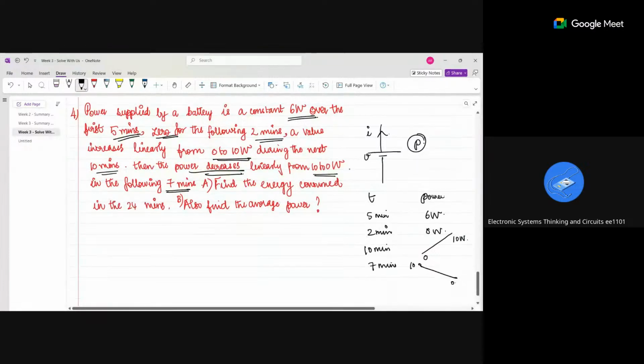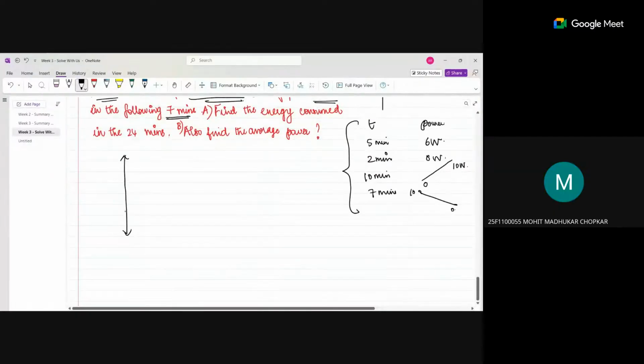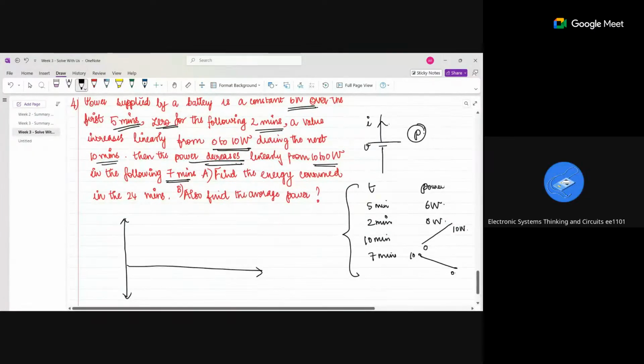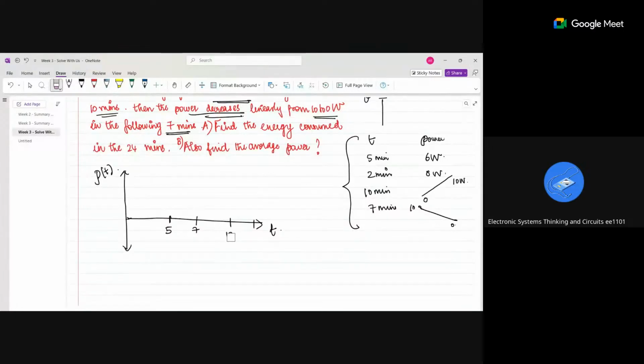Now, with this table I have created, I will draw the graph. I mean 10 minutes and not 7 minutes. Then the power decreases linearly from 10 to 0 watts in the following 7 minutes. Time is given on the x-axis; on the y-axis, I will write the power. I will mark the first 5 minutes, then the next 2 minutes, which is 5 plus 2, 7 minutes. Then the next 10 minutes, 7 plus 10, so 17.